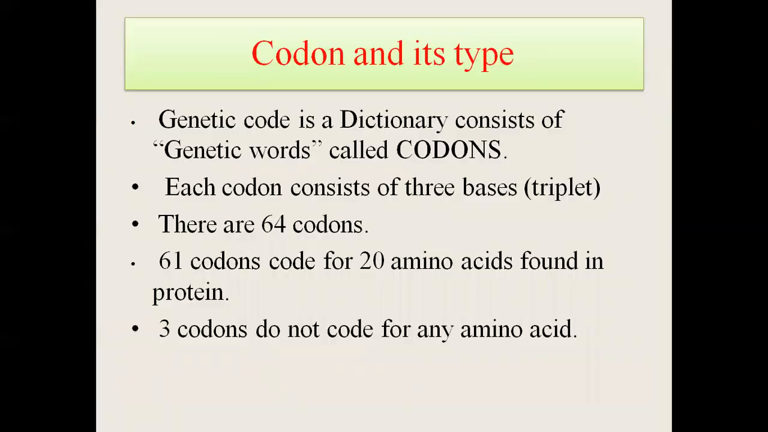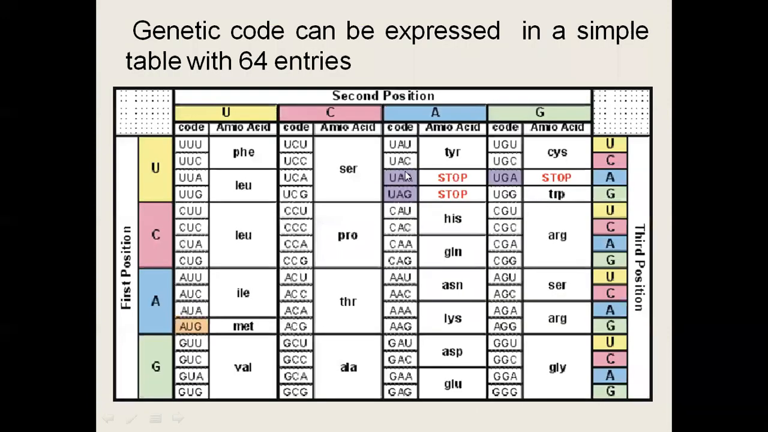So now, what is the codon and its type? The genetic code is the dictionary consisting of genetic words called codons. Each codon consists of three bases. It is already discussed that there is a total of 64 codons, and 61 codons code for 20 amino acids, and 3 codons do not code for any amino acid. These three codons are the stop codons.